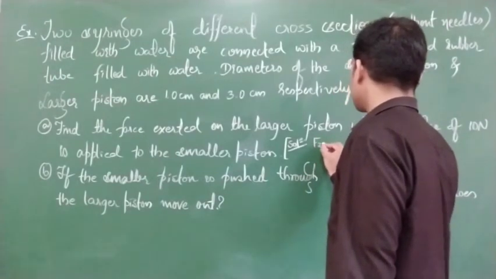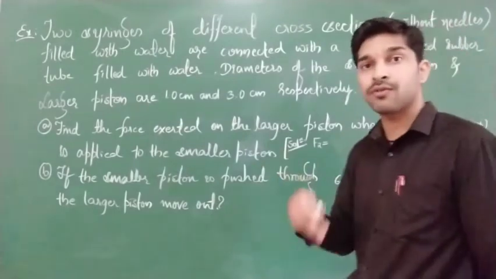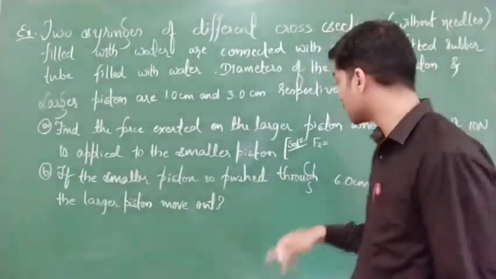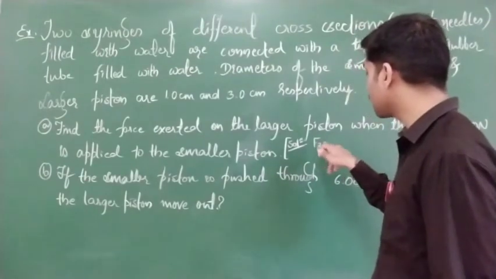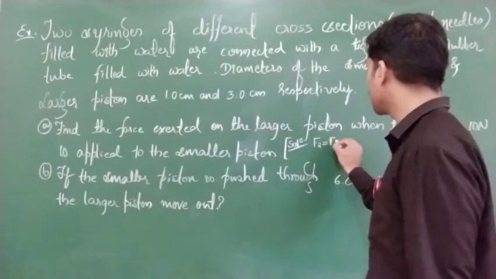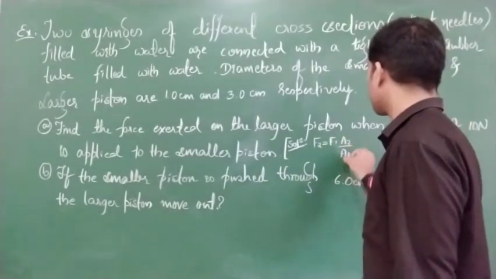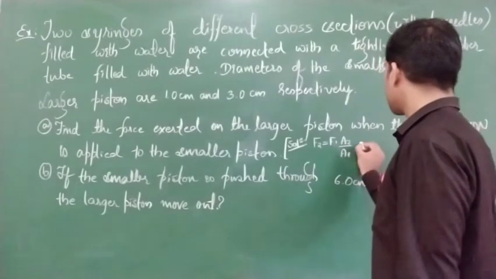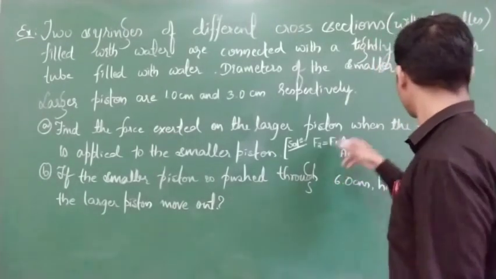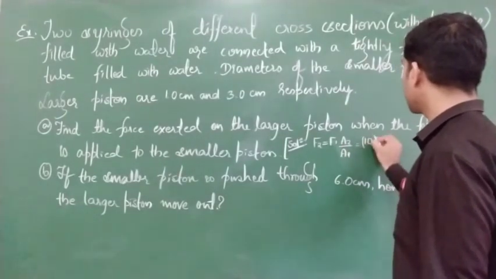F2 they are asking, so directly I will write. Basically the formula is F2 by F1 is equal to A2 by A1, or F1 by F2 is equal to A1 by A2; however you can choose. So F2 by F1 is equal to A2 by A1 means F2 is equal to F1 into A2 by A1. Just substitute the values. F1 value is 10 Newton, so 10 I will substitute directly here.